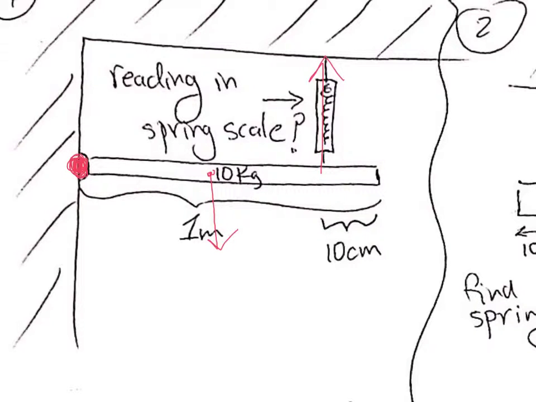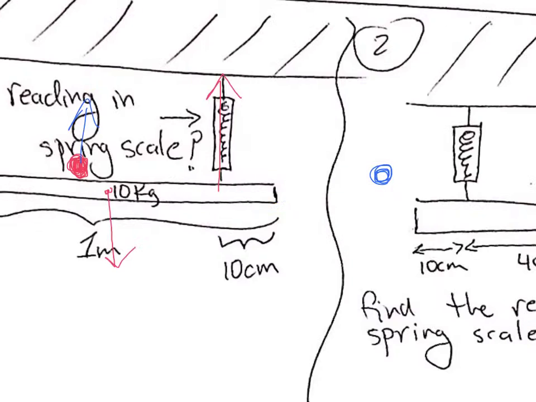Hopefully that's obvious. If it's not, you can choose the point of rotation as anything. But if I had, say, chosen this as the point of rotation, then we would have to take into consideration the upward torque provided by the wall, and that's not what we're interested in. So let's not do that.